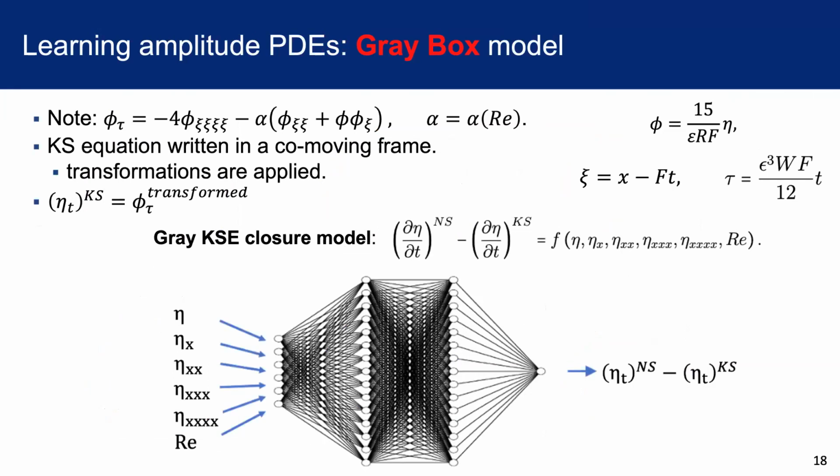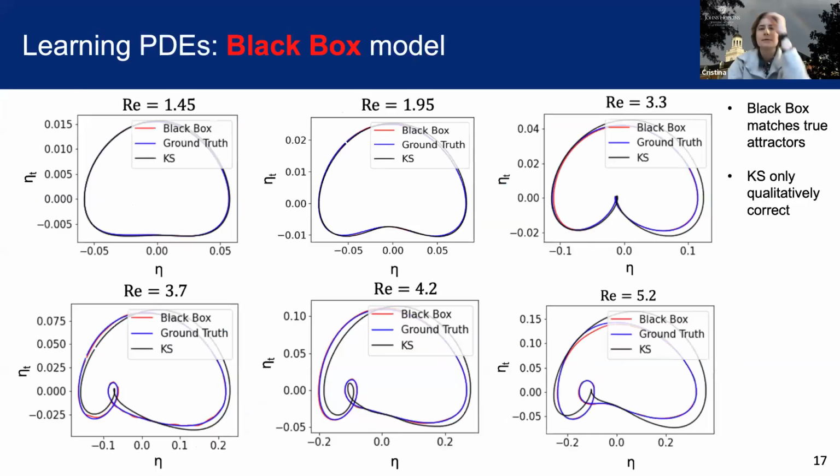So Cristina, sorry to interrupt. Yeah, I have a question. Could you go back to the previous slide? Yeah. So the results. Yeah. Here. So, what is the training range for the Reynolds number when you train your neural networks?